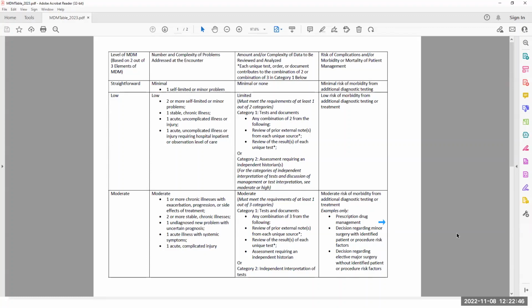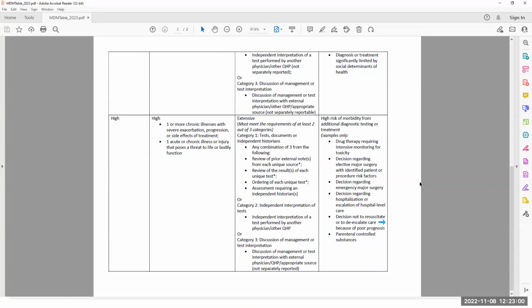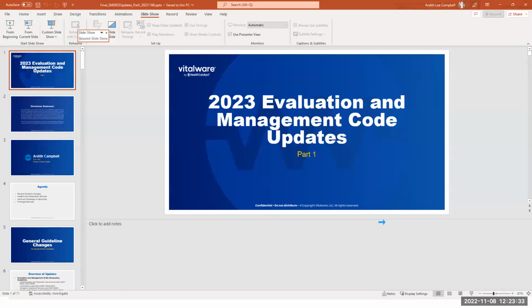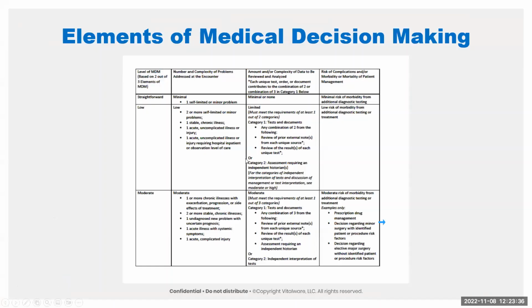And so really the only differences are the number and complexity of problems to be addressed under the low category, and then the high. They have the examples here. So here we see the drug therapy requiring intensive monitoring for toxicity. And then here's where we see that revision for the decision regarding hospitalization or escalation of hospital care, and then the parenteral controlled substances. So there will be a link for this if you would like to have it. All right, and let me make sure I'm clicking on the, okay, resuming my slideshow.